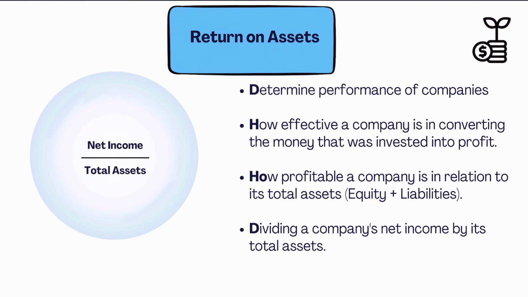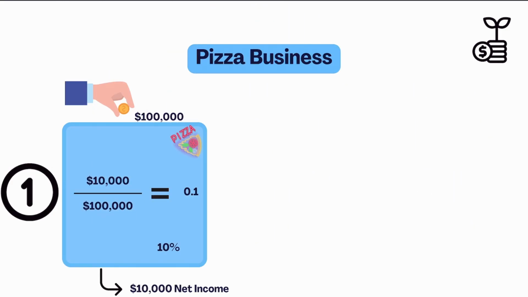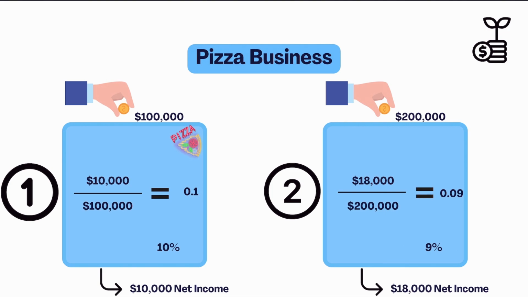In the case of the first company, the return on assets is $10,000, which is the net income, divided by $100,000, which is the total assets, and we get 0.1. Now, because return on asset is expressed as a percentage, we multiply this by 100 to make it a percentage, and thereby have 10% return on assets. For the second company, the return on asset is $18,000 divided by $200,000, and our return on assets is 9%.